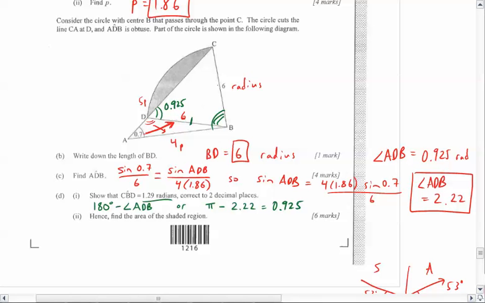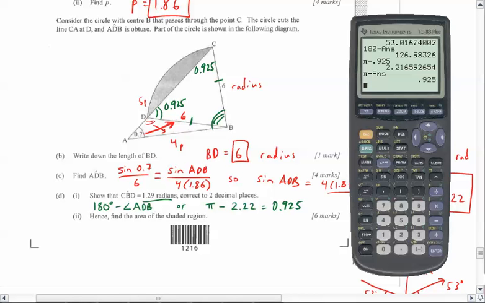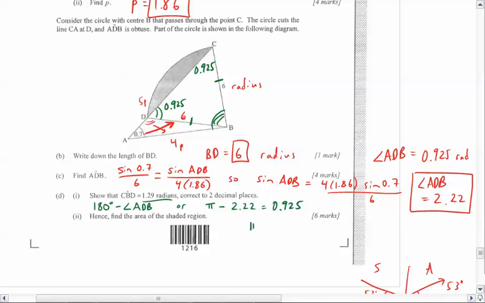Now because this side and this side are the same, I have an isosceles triangle. So this one is also 0.925. So I can find out the third angle because they all have to add up to 180, which is the same as pi. I do pi minus 0.925 minus 0.925. I should get that top angle. 1.29. Yay! So I'll take pi minus 0.925 minus 0.925, and I get 1.29.